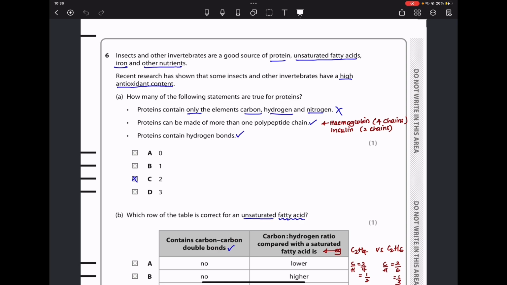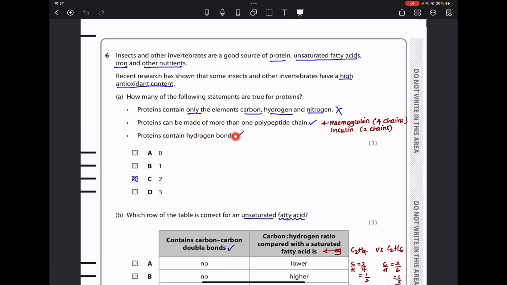Question 6. Insects and other invertebrates are a good source of protein, unsaturated fatty acids, iron, and other nutrients. Recent research has shown that some insects and other invertebrates have a high antioxidant content. How many of the following statements are true for proteins? Number 1, proteins contain only the elements carbon, hydrogen, and nitrogen. That is wrong. Proteins can be made of more than one polypeptide chain. That's true. And proteins contain hydrogen bonds.